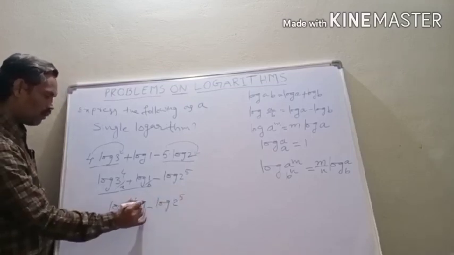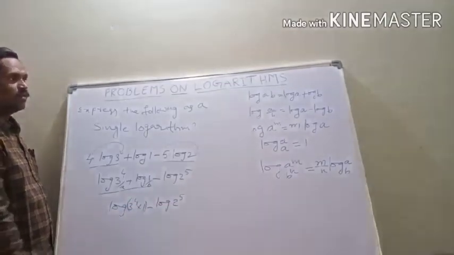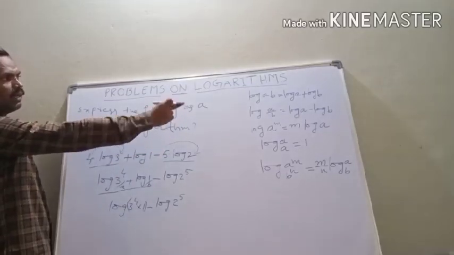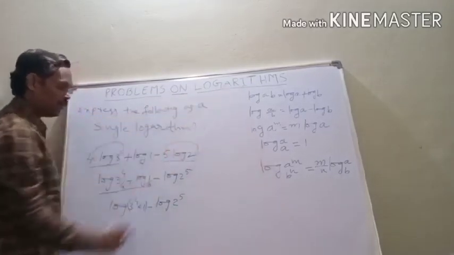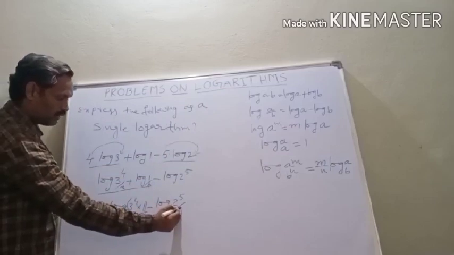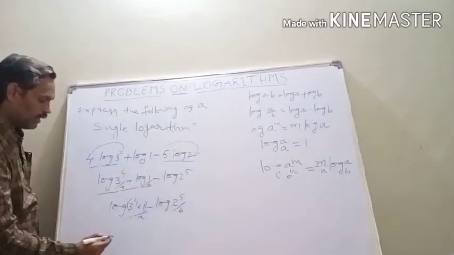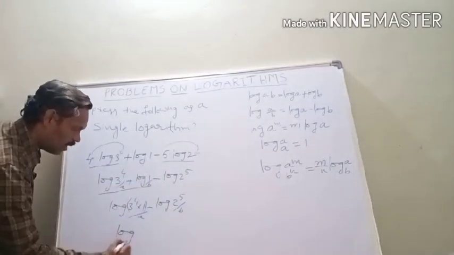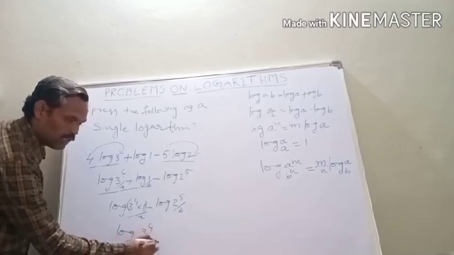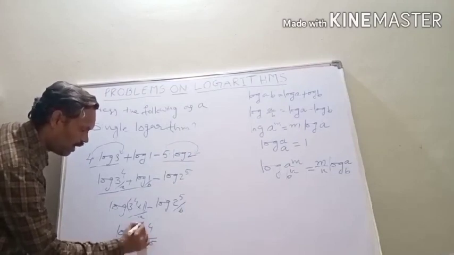If you observe, you can find here a difference of logs. So going through that formula, difference of logs, that means log A minus log B gives log A by B. If you take this as A, you can take this as B. It becomes log A minus log B. It can be written as log A by B, that is 3 to the power of 4 into 1 by 2 to the power of 5. There is no need to write into 1.